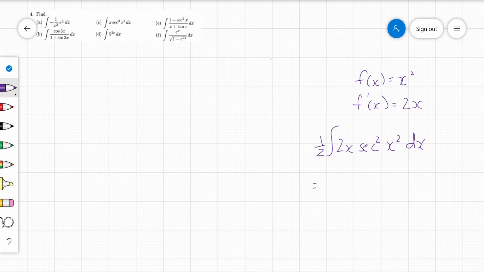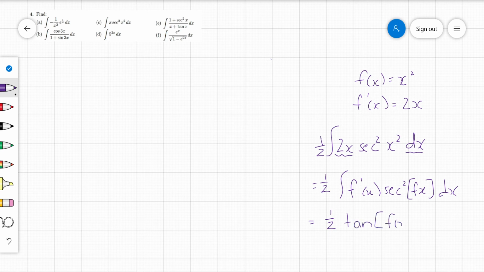So you can see that in the same way I would when I did the u's, the 2x dx would be the du. But here we have a half, we have f dash of x happening, then we've got sec squared of f of x dx, and we know from the reference sheet that this would be tan of f of x plus c, which is tan of, what was f of x? x squared plus c. So there's our answer.